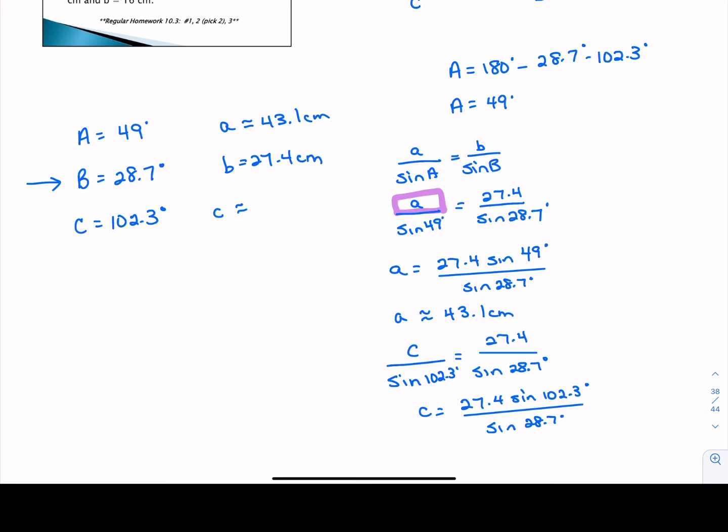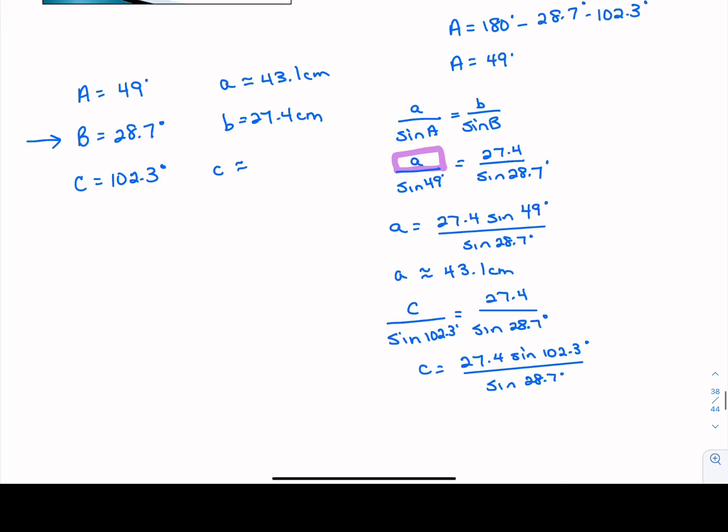So be very careful here. You've got 27.4 multiplied by the sine of 102.3 degrees, and then you're dividing that by the sine of 28.7 degrees. So make sure you're in degree mode at all times, so that the C value in this case turns out to be roughly 55.7 centimeters. And once again, that answer makes good sense because the largest angle should be across from the largest side. So 102.3 degrees is definitely the largest angle, and 55.7 centimeters is definitely the largest side length.